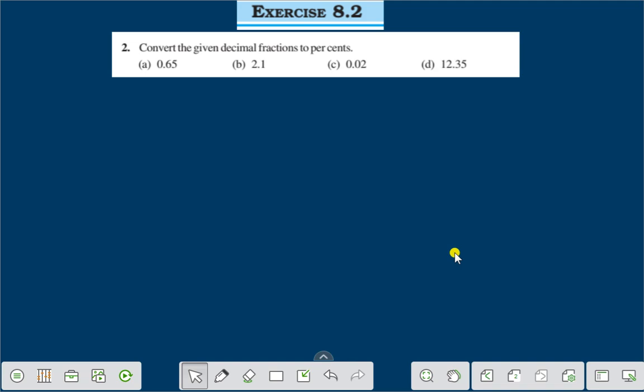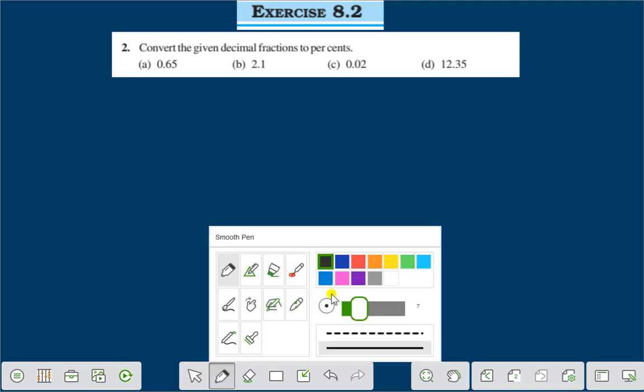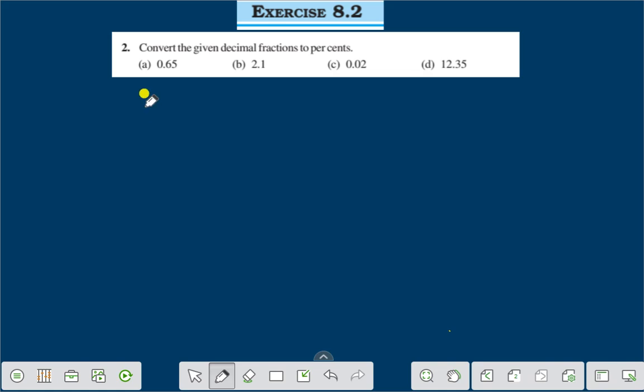Hello everyone. Today I'll discuss exercise 8.2 question number 2. Here you see question number 2 is: convert the given decimal fractions to percents.